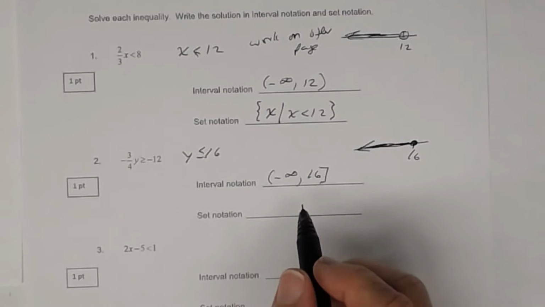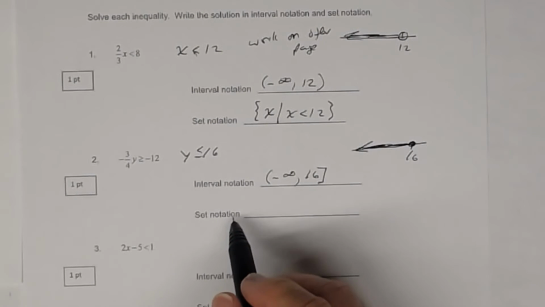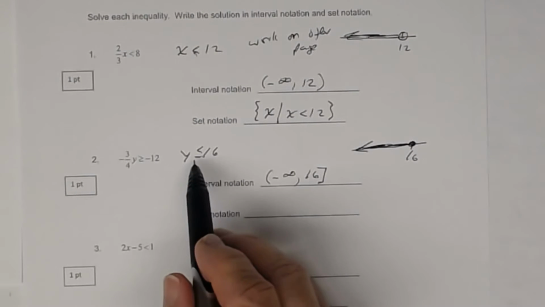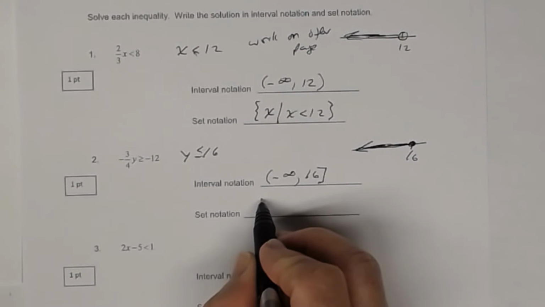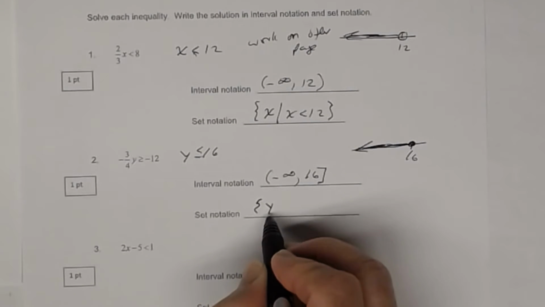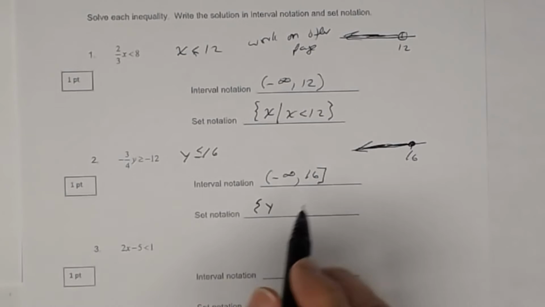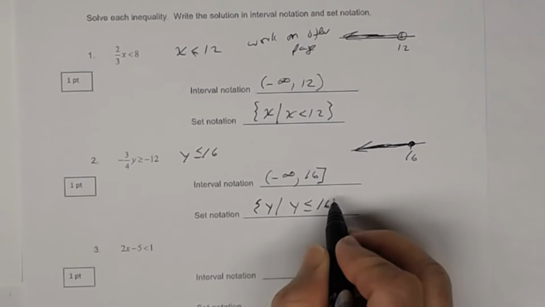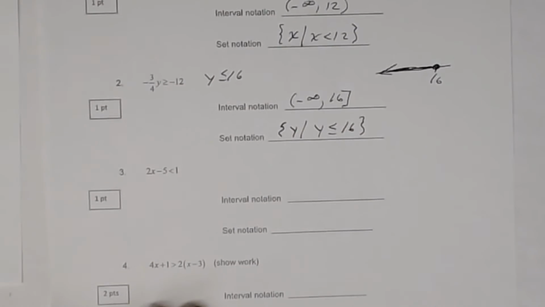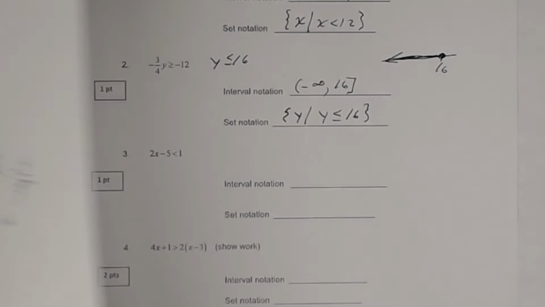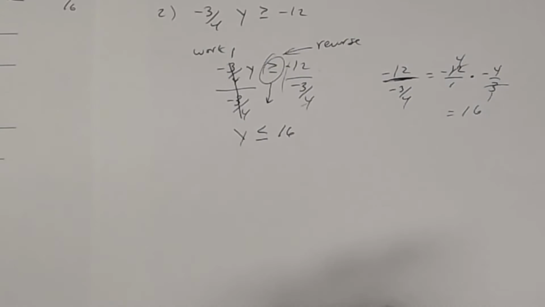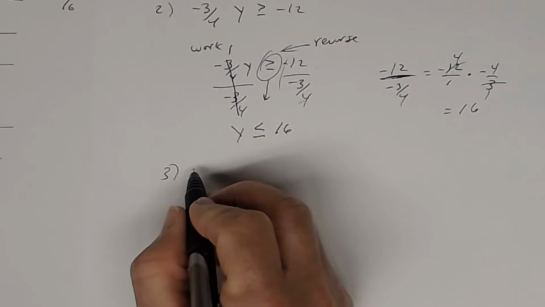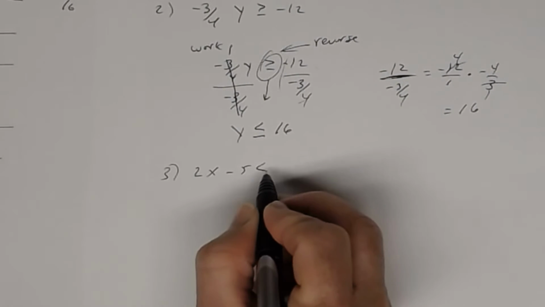Okay? And so for set notation, you're just going to use this inequality. So you get the set of y's. Make sure you see your variable is y, so you must use y. Set of y's such that y is less than or equal to 16. All right, number 3. So let's go ahead and do number 3 here. So here's number 3. You have 2x minus 5 is less than 1.